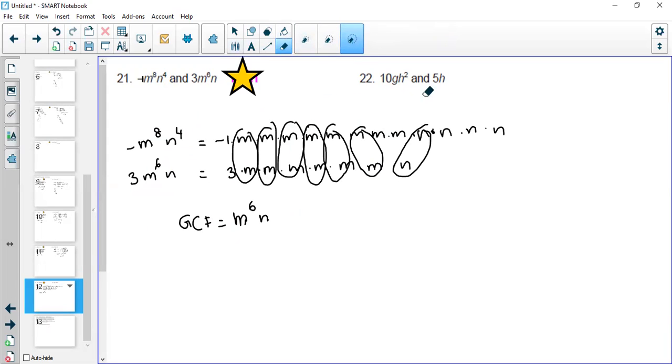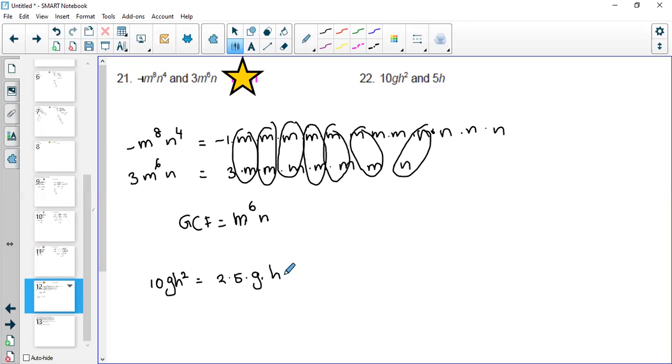Right, so let's do the last one here. 10g h cube, h square, and 5h. Now 10g h squared means 2 multiplied by 5 multiplied by g multiplied by h. And then 5h means 5 itself is a prime number, so 5 multiply h. I think you can find out the GCF now. GCF is going to be 5h. So this is going to be the GCF.